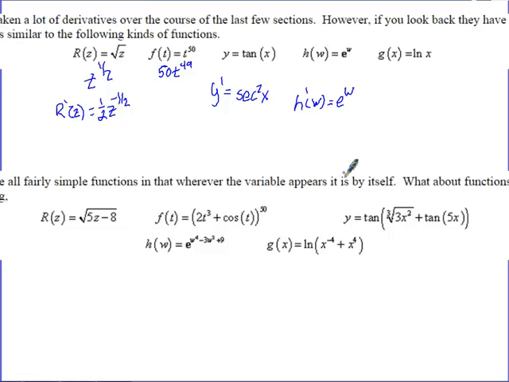Good question. So he said, yeah, but then what happens when you add something to it? Like, what if it was e to the 2x? This is a chain rule because there is a function 2x inside of another function e to the x. So that's what I'm going to teach you today. Pretty simple.